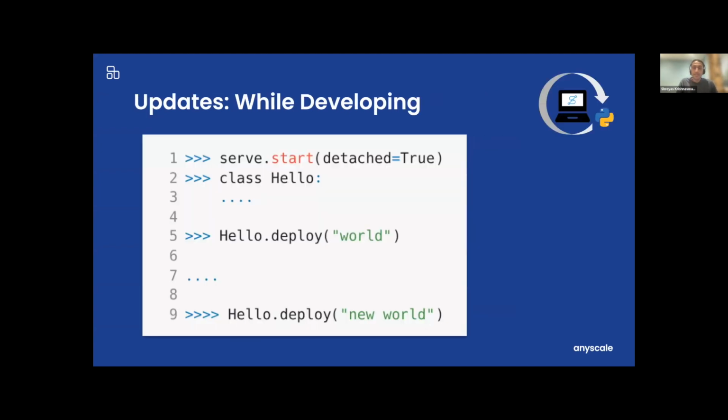Let's begin with updates. So during development, Serve users usually deploy and iterate their Serve deployments locally. So in this example, we have a user working with the Python interpreter. They've started a Serve application, and they've defined a class called hello, and they've deployed it with the init arg world. Then it looks like they've done some additional work in the interpreter. At the very end, they redeploy the hello deployment that's running locally, and they update it with a new init arg. In this case, that init arg is new world. And now they can test it by making HTTP requests to this updated hello endpoint.